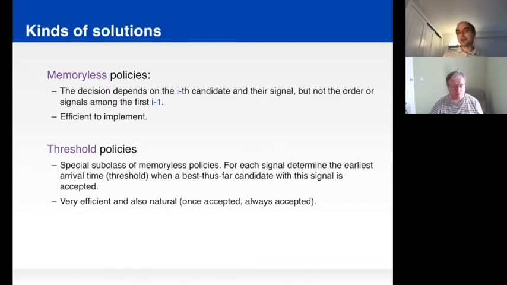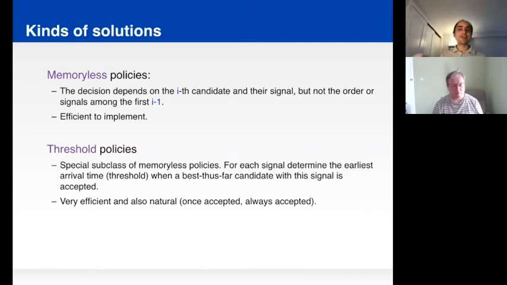I can go even one step further. And again, this is almost what you would expect to see. We're going to call these threshold policies, which say not only is it memoryless, but it's also monotone in the following way. For every signal, there is a time starting at which you're going to say, this is good enough for me. If we look back to the Gilbert-Mosteller distributional variant, suppose everything is drawn from 0, 1. Once I see a candidate whose signal is 0.8, at some point this is going to be good enough, and I'm going to say accept.